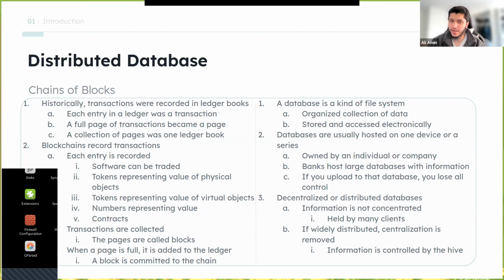So how do we make sure that we still have control over our own data? One of the ways to do it is to get rid of the centralization. If the database is no longer centralized, if no one person owns the database, then you have your own sovereignty and control over the data. That's where the idea of decentralized databases comes from. The information is not concentrated; it is held by many different clients. It solves this issue of you not having control over your data anymore, because the information is controlled by the group or the hive.